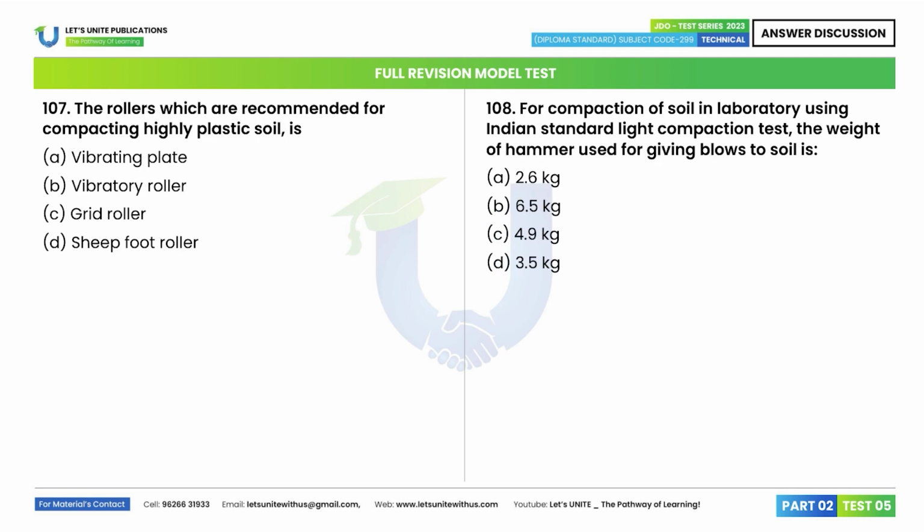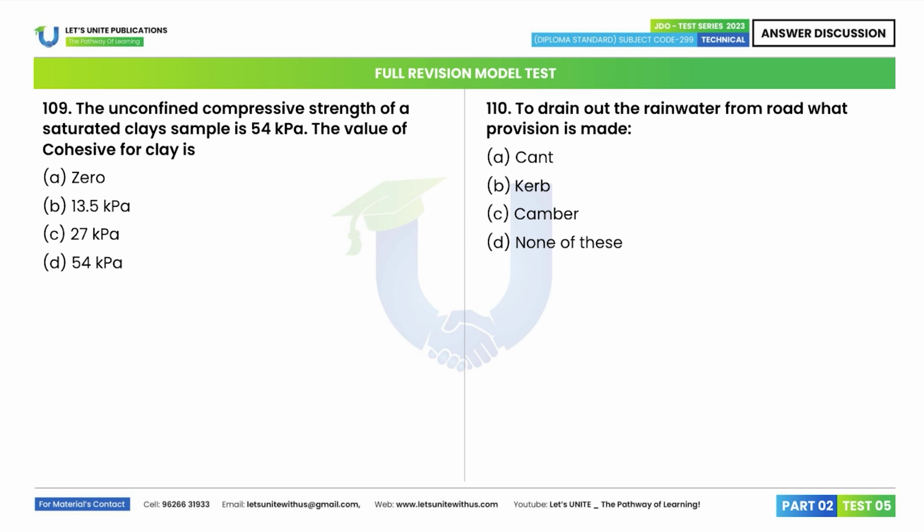107, the rollers which are recommended for compacting high plastic soil is sheep foot roller. Option D. 108, the compaction of soil in laboratory using Indian standard light compaction test, the weight of hammer used for giving blows to soil is 2.6 kg. Option B. Next 109, the unconfined compressive strength of a saturated clay sample is 54 kPa. The value of cohesion for clay is 27 kPa.